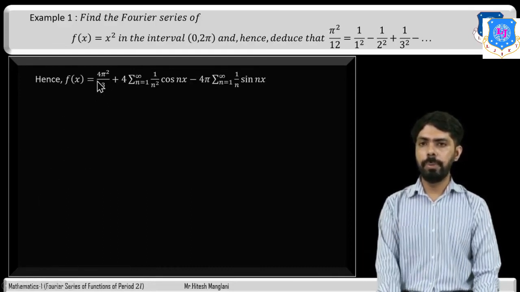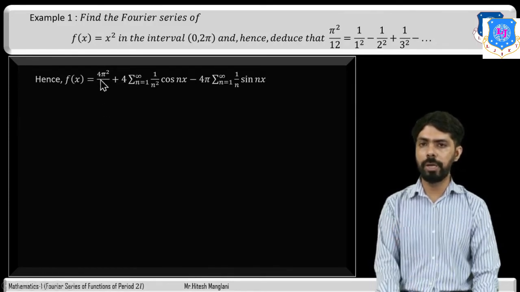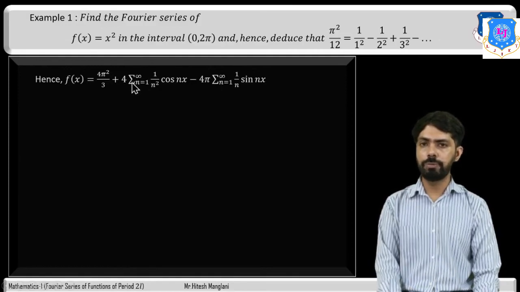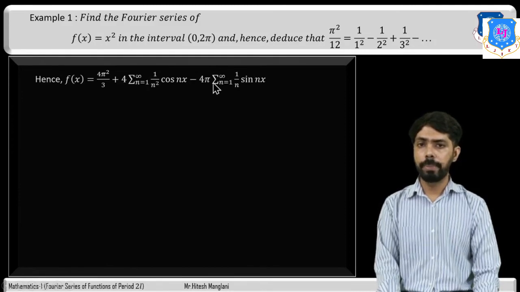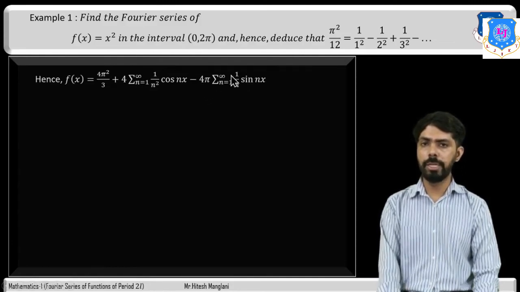So it will be 4 pi square divided by 3, because the value of a0 is 8 pi square divided by 3, so a0 by 2 will be 4 pi square divided by 3, plus 4 sigma n equal to 1 to infinity 1 divided by n square cos nx, because the value of an is 4 divided by n square, then minus 4 pi sigma n equal to 1 to infinity 1 divided by n into sin nx, because the value of bn is minus 4 pi divided by n.